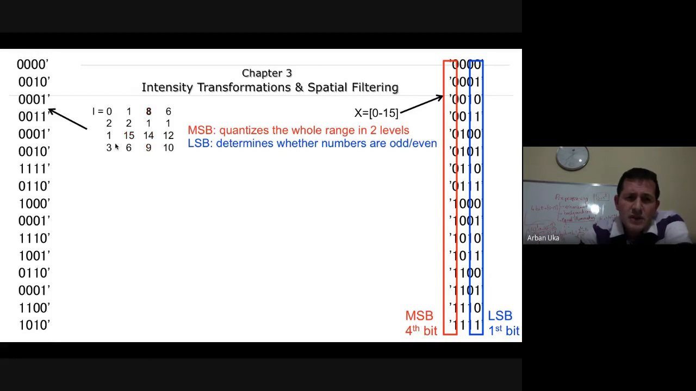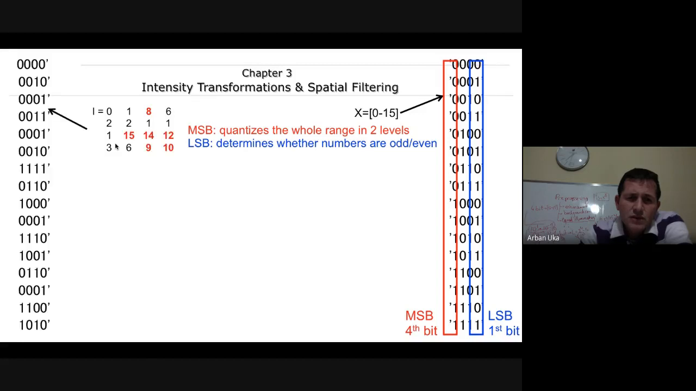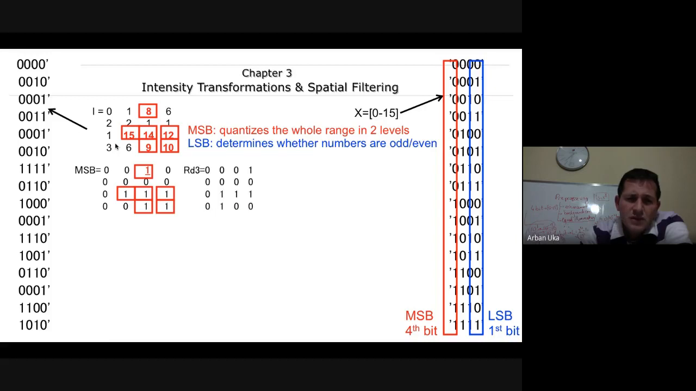Now, the most significant bit can separate the whole range, so the pixels that are glowing red and black are annotated. Anything which is higher than or equal to 7 we show in red. Okay, this is what the most significant bit is doing. Here they are: the 8 is 1, the 15 is 1, 14 is 1. So larger than 7, that's good. This is the MSB.